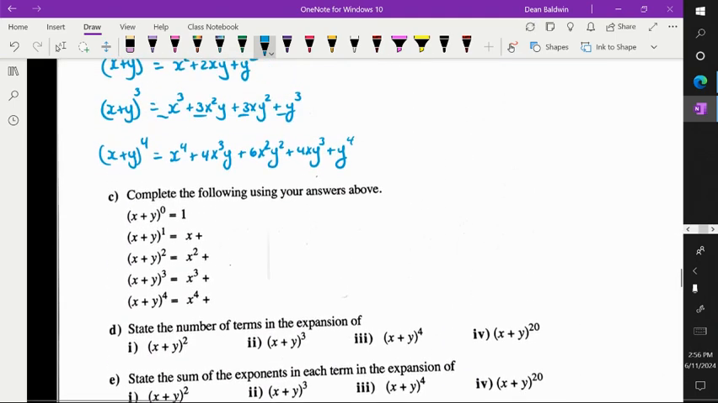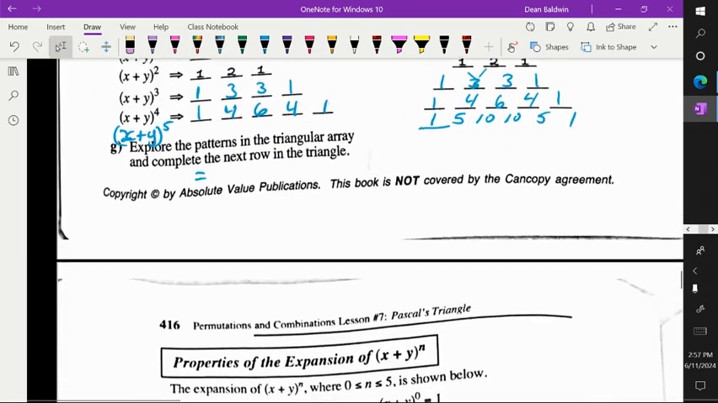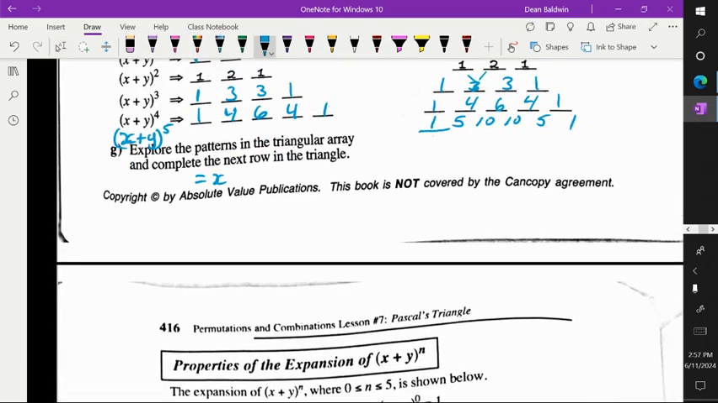If you look at all of these, the first term, in this case there's 3 of these, x times x times x gives you x cubed. And the last term is y times y times y gives you y cubed. It's all the stuff in the middle that is weird. But we know now, first term is x to the 5th.